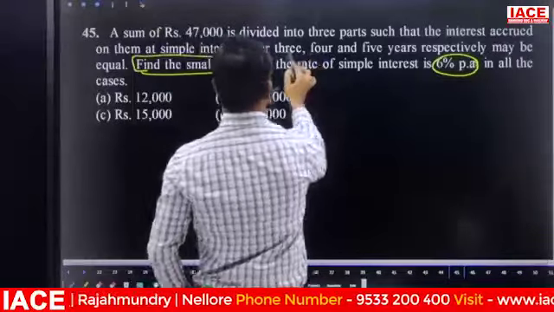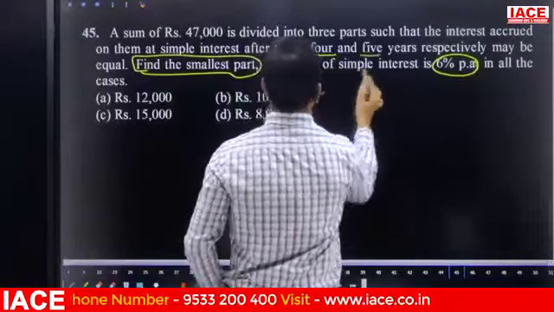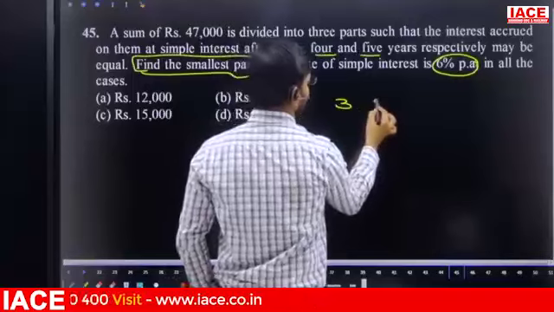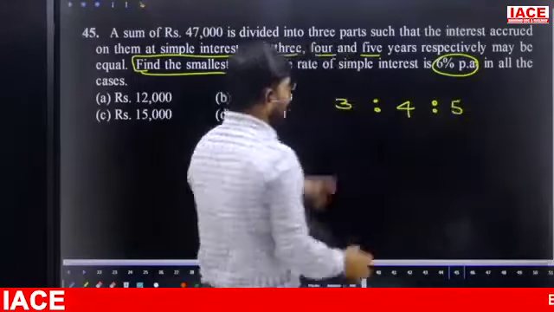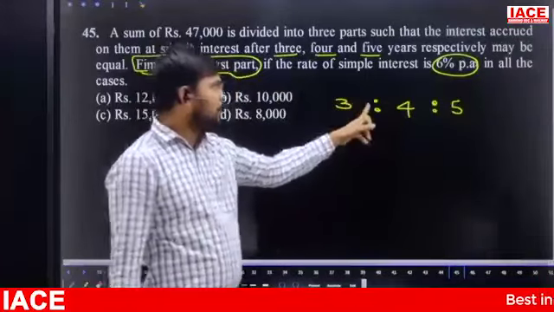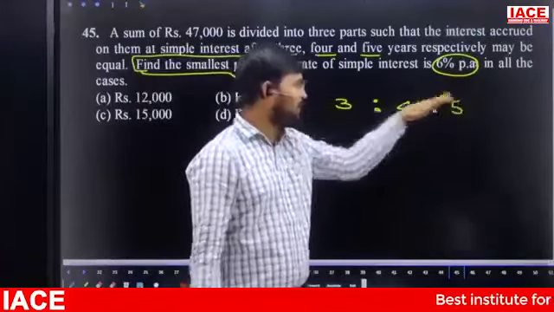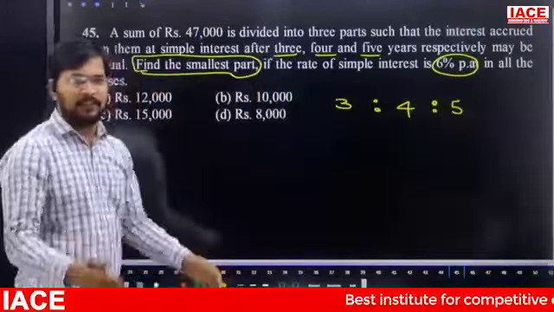First 3 years, 4 years, 5 years. And 3:4:5. So we can take the R out. 6 into 6 into 6 into 6, the 6 always gets cancelled. Okay, the 6 directly cancels.